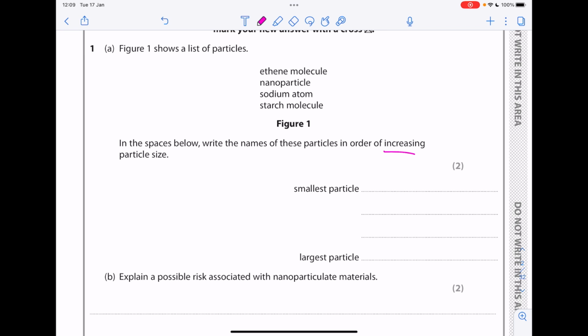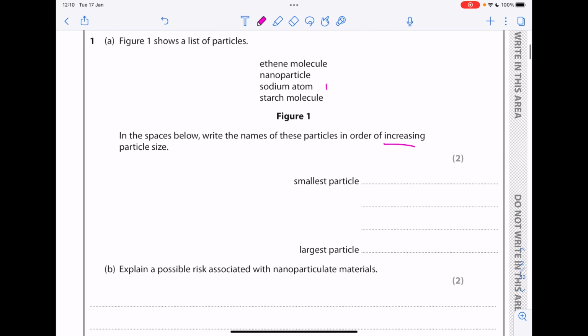So let's work out first of all what would be the smallest. That would be the sodium atom because it's a single atom. Then we'd have the ethene molecule because remember that's C2H4, so again not a very large molecule. After that you would have a starch molecule. And then actually the largest thing here would be the nanoparticle. Even though nano means very small, it still wouldn't be as small as the other things here.